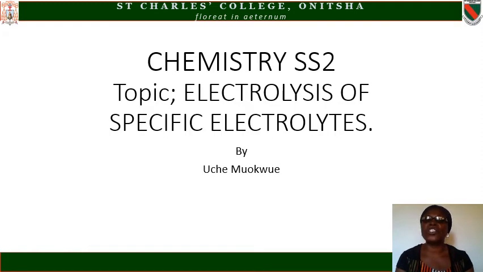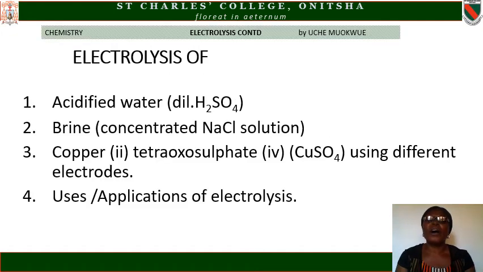Mrs. Muokwue, your chemistry teacher. The topic for our today's discussion is electrolysis of specific electrolytes. Under this topic, we are going to look at electrolysis of, number one, acidified water. Acidified water means dilute tetraoxosulfate(VI) acid. Number two, brine. Brine is concentrated sodium chloride solution. Number three is copper(II) tetraoxosulfate(VI), using different electrodes. And finally, uses and applications of electrolysis.